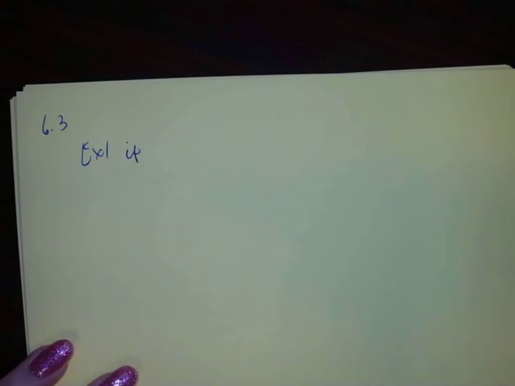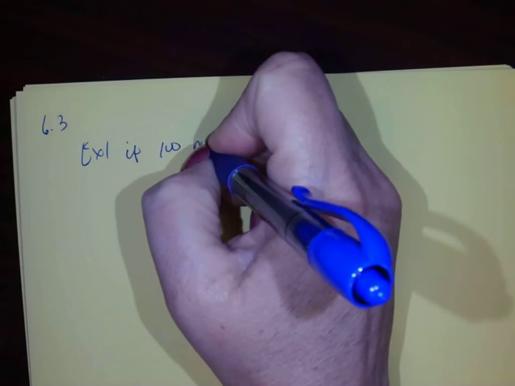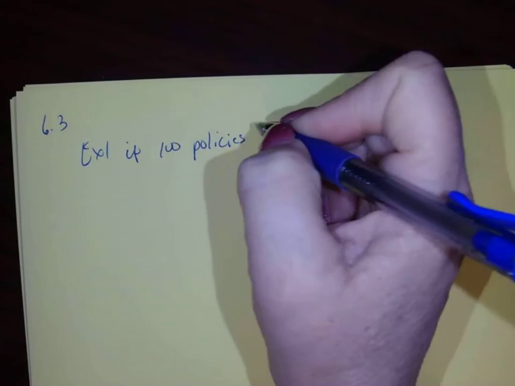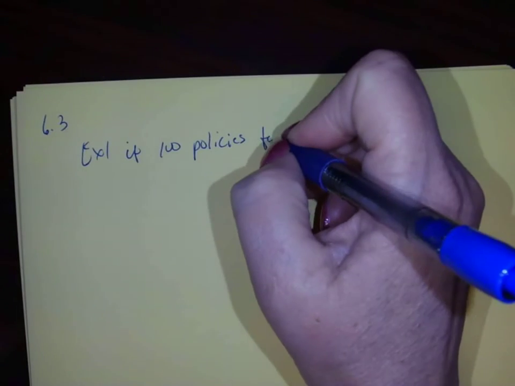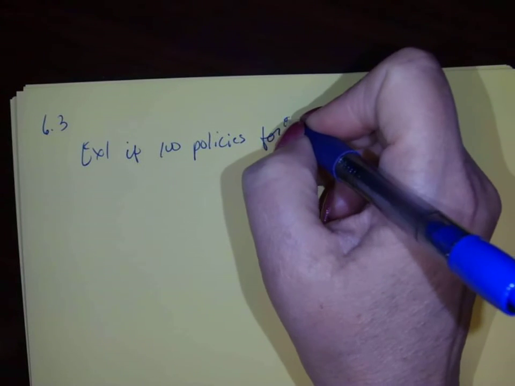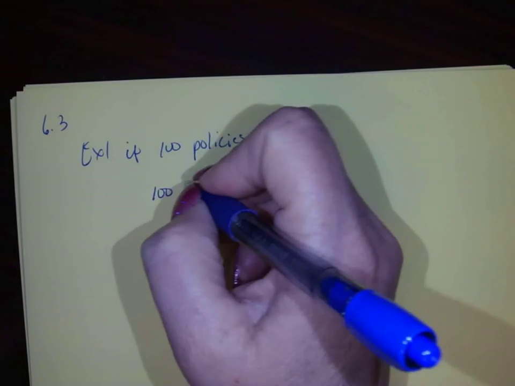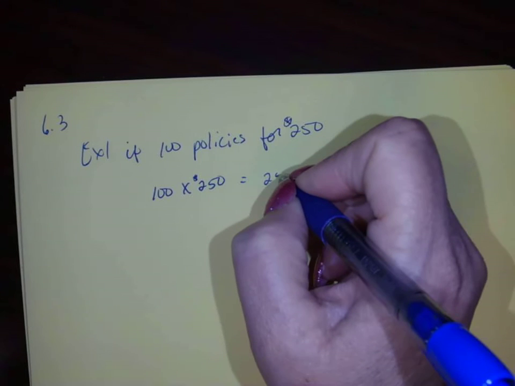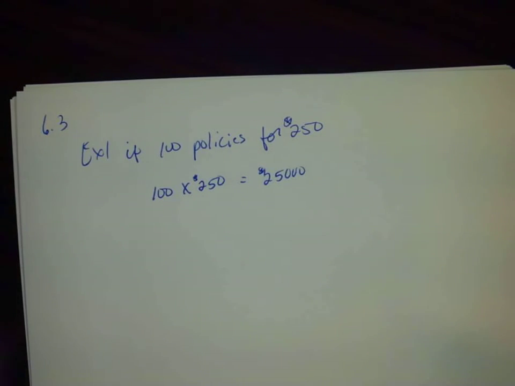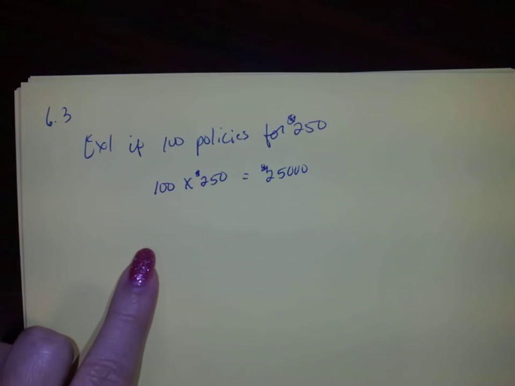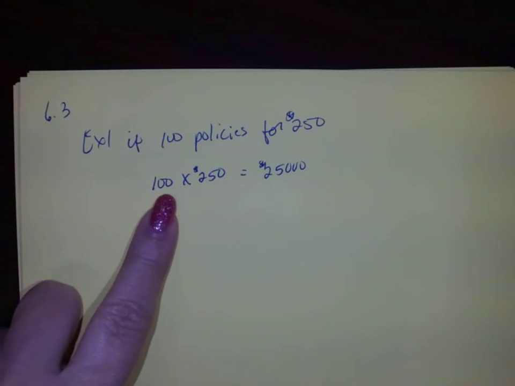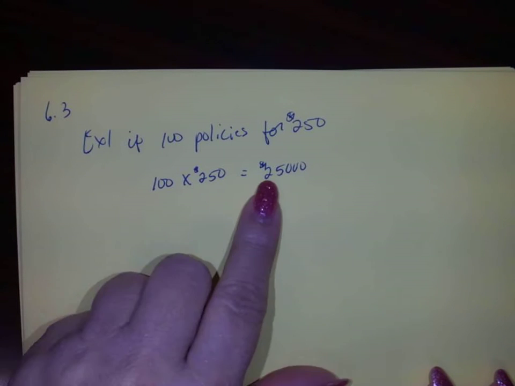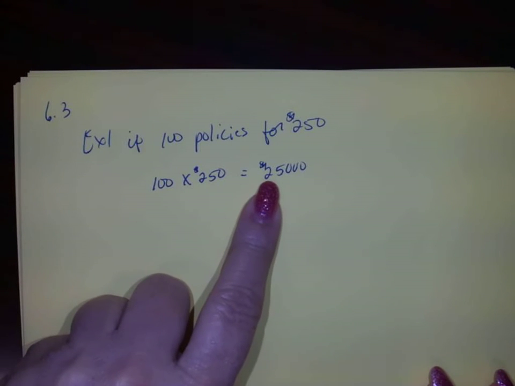So this is an if. If they sell 100 policies for $250 apiece, well, 100 policies times $250 will get them $25,000. Okay? Now, if none of the 100 policyholders file a claim, the company would make a tidy profit of $25,000, right?